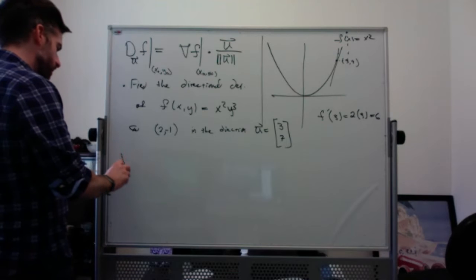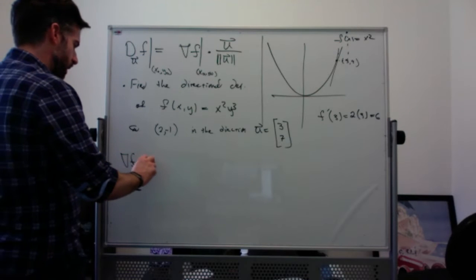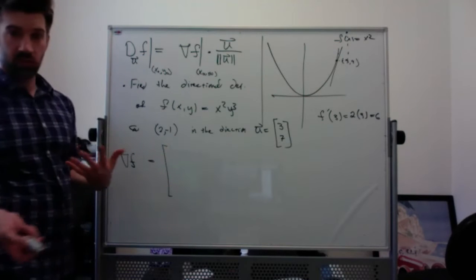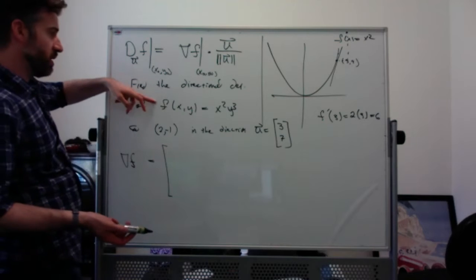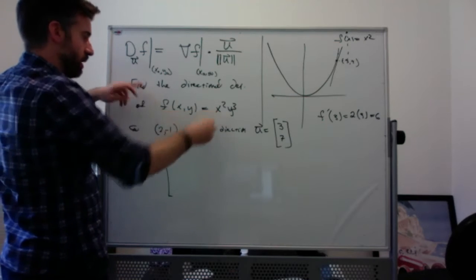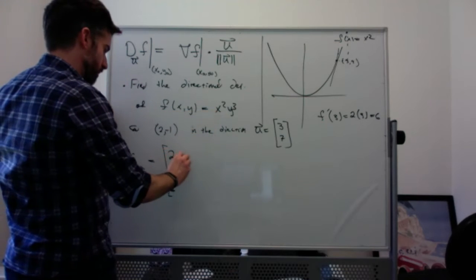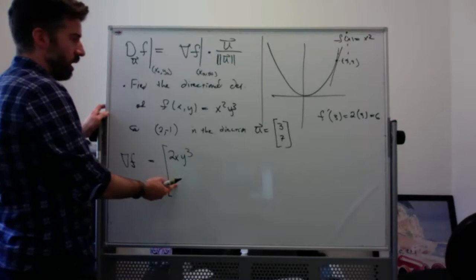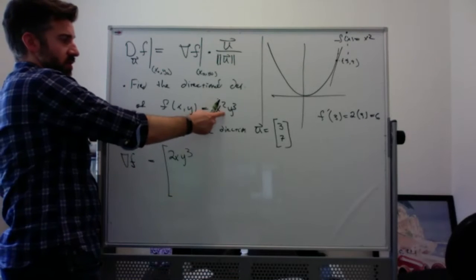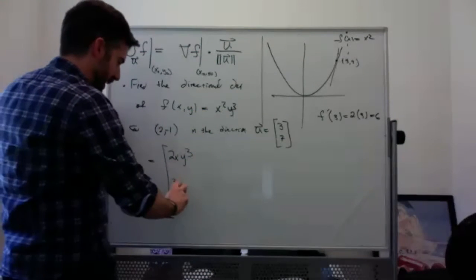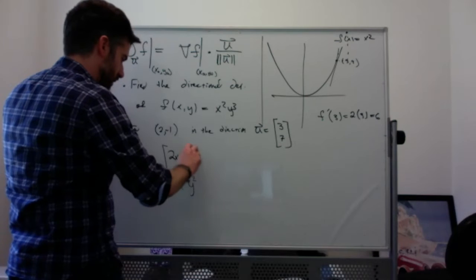So let's find the gradient. The gradient is just the partial derivatives. So it's the partial with respect to x, which is going to be 2x y cubed. And it's the partial with respect to y, which is going to be x squared times 3y squared. I would probably write it as 3x squared y squared.